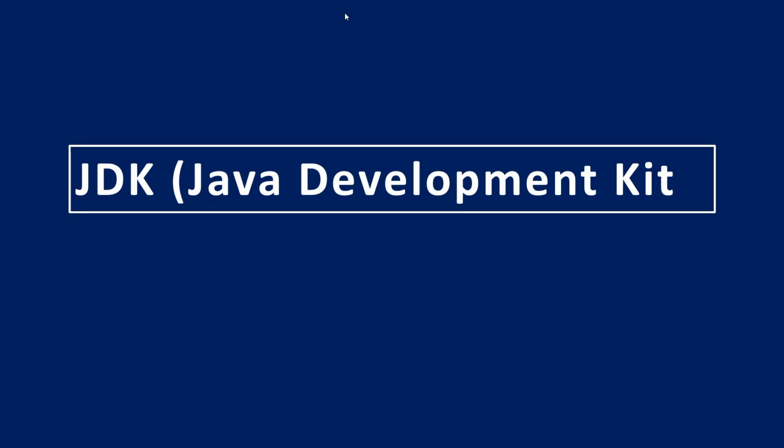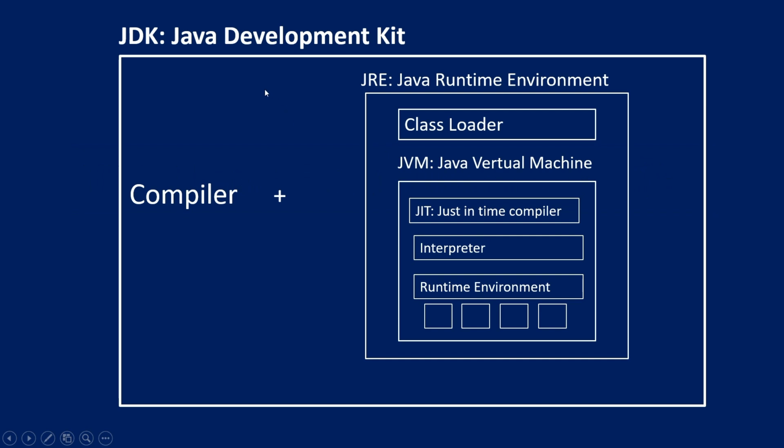So today's topic is JDK. What is JDK in Java? So let's discuss. Basically, JDK is the Java Development Kit. Inside the JDK we have a JRE and a compiler. JRE stands for Java Runtime Environment. Inside the JRE we have a class loader and the JVM. Inside the JVM, we have a JIT (just-in-time compiler), an interpreter, and the runtime environment.